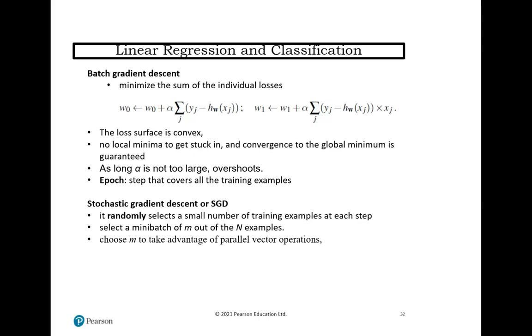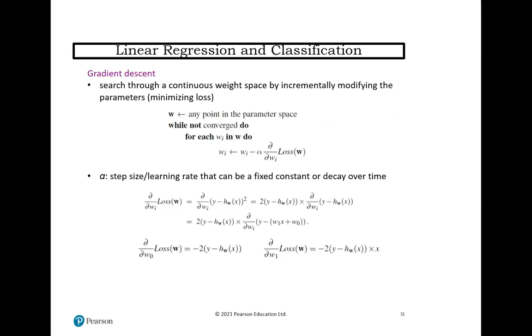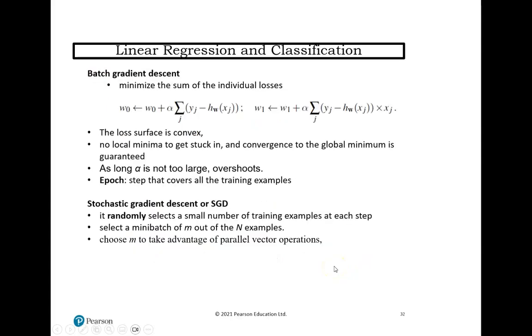Now, because I have many training points, what we actually do is use all the individual losses, so all the training points. So instead of just calculating this gradient over one point, we take the sum over all the training points before we take any step. So that's how we are going to do this.